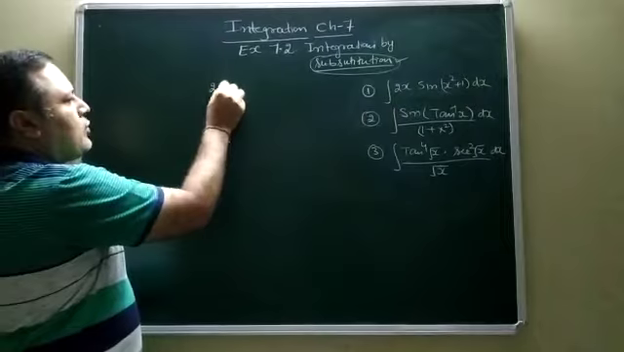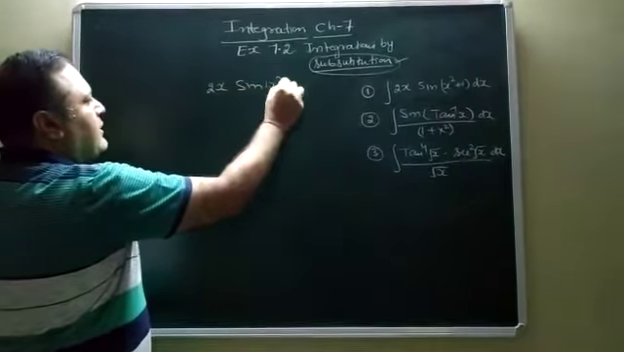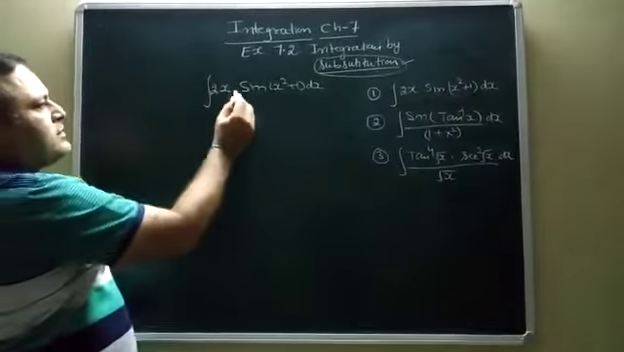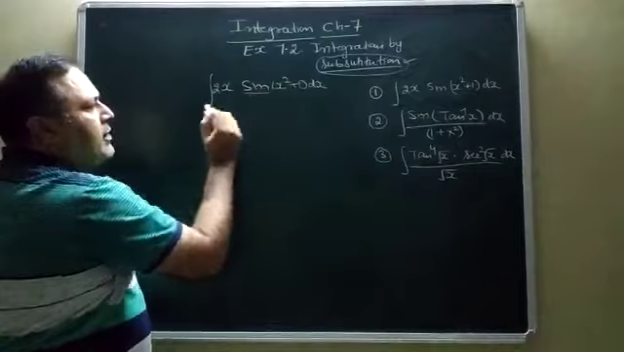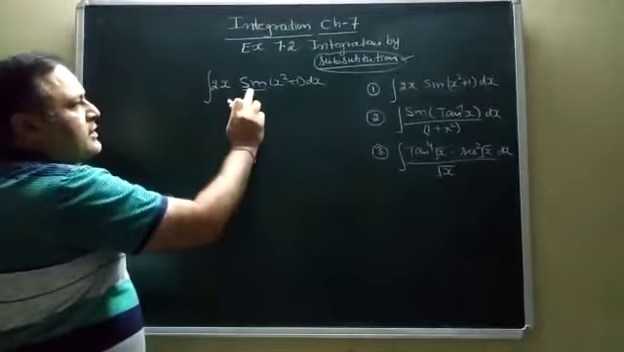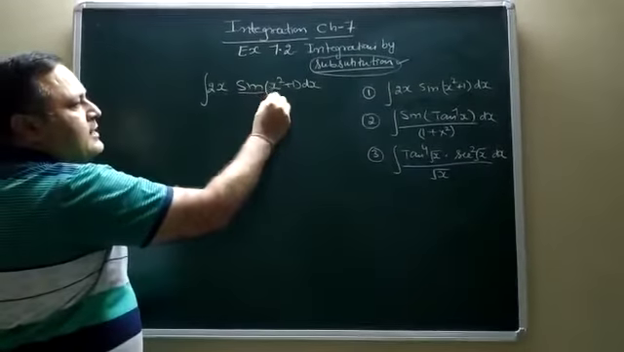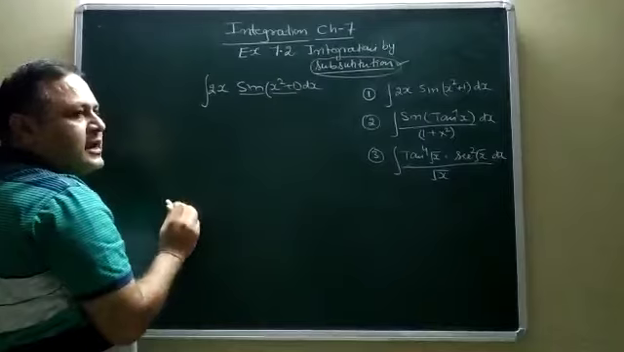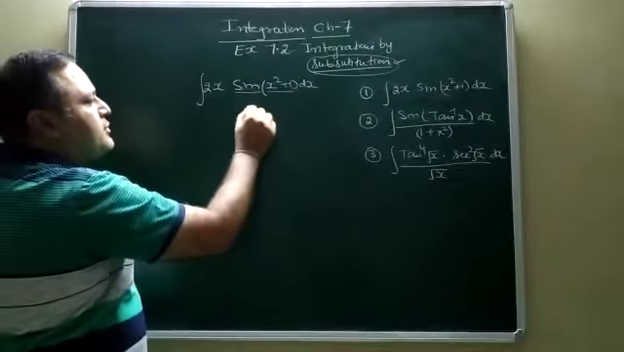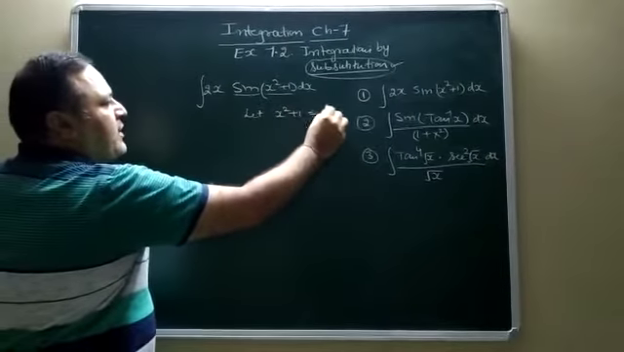The statement of the question is the integration of 2x into sine of x square plus 1 with dx. Now see here, sine has a derivative cos, but cos is not available here, so it is not a part of the substitution. If we see its angle is x square plus 1, its derivative is 2x, which is available here, so we can go for the substitution with x square plus 1 only.